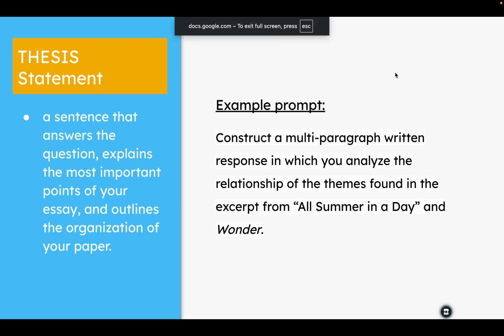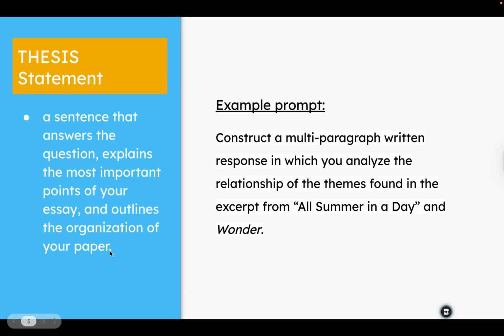Last year, you wrote an essay in 6th grade using this prompt. Before we do that, let's go back over a thesis statement. A thesis statement is one sentence that answers the question, explains the most important points of your essay, and outlines the organization of your paper.